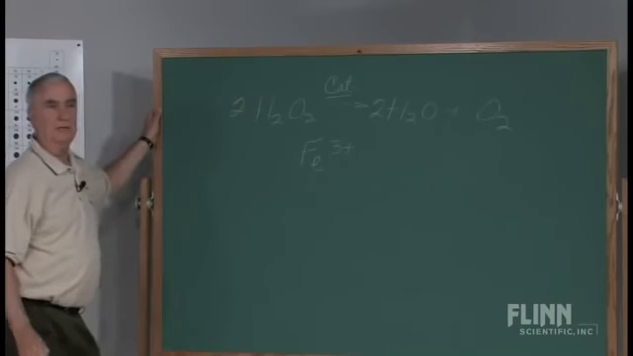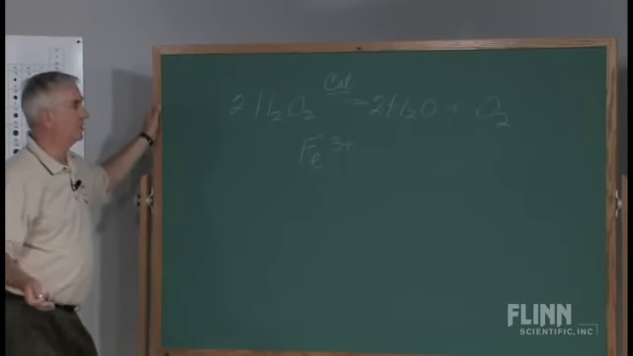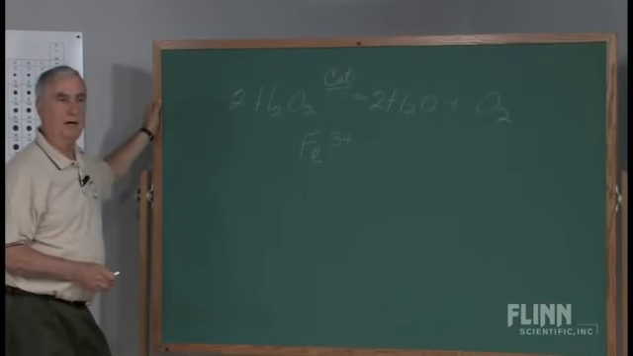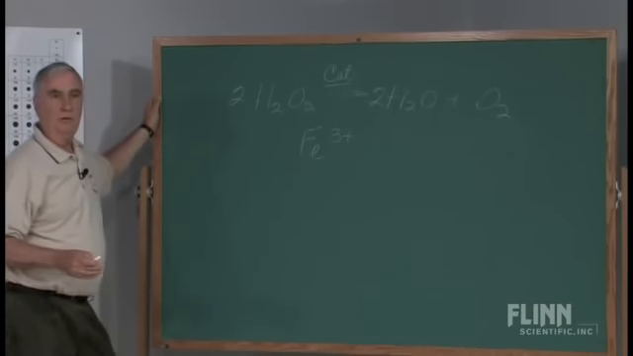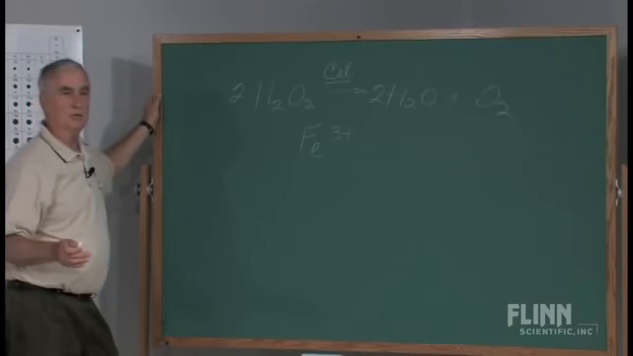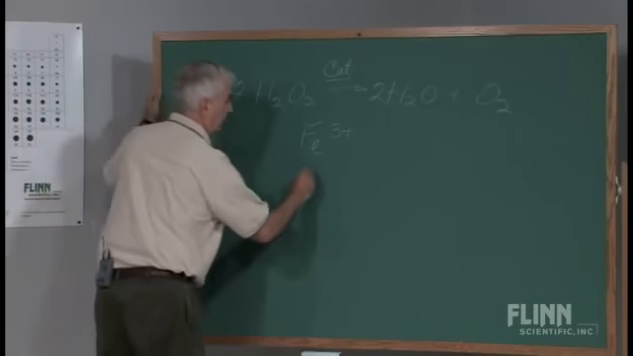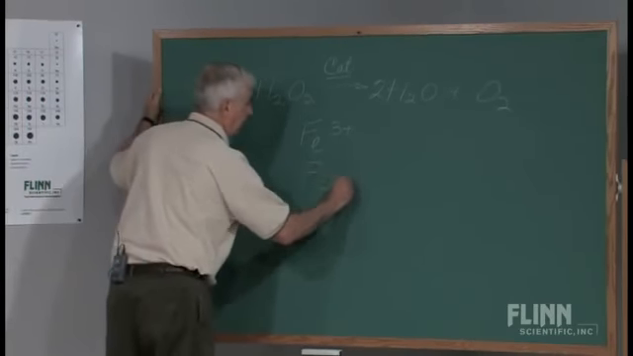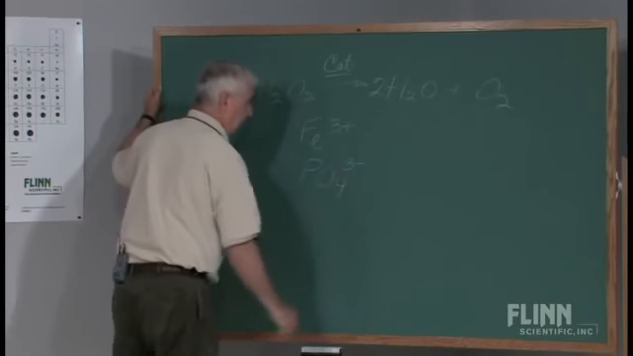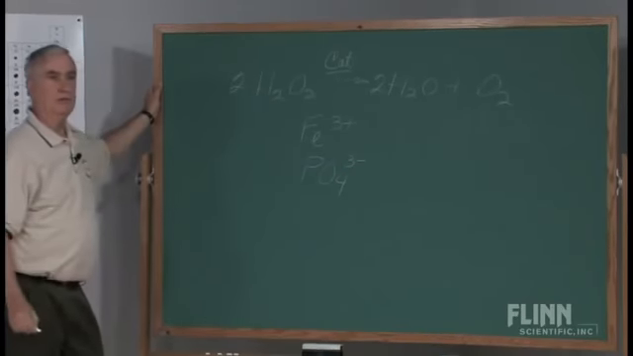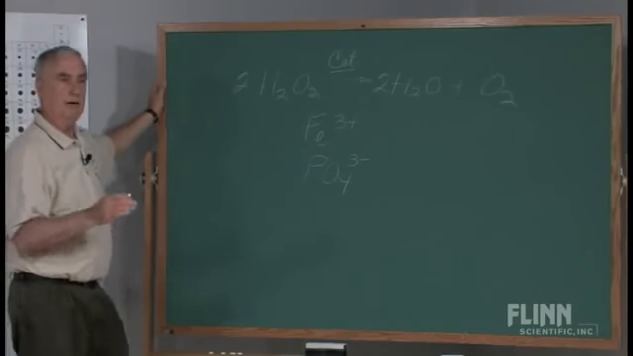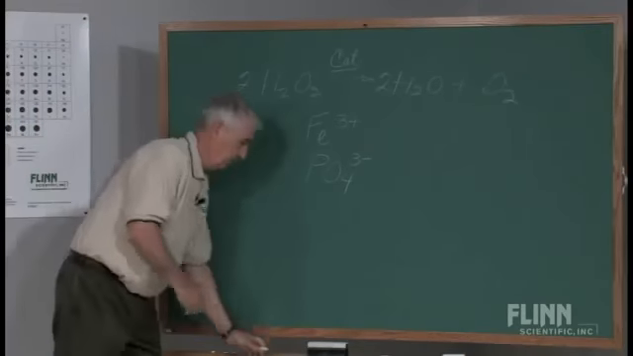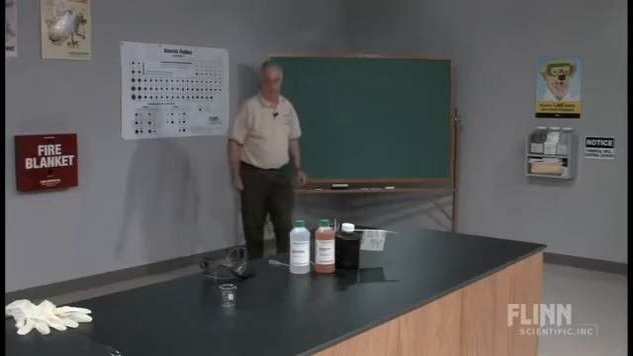And the catalyst that we're going to use in this demonstration is the iron ion. The inhibitor that we will use to cause the reaction to cease is the phosphate ion. And we are going to put phosphate into the solution to stop the reaction of the catalyst. So we return to the table.